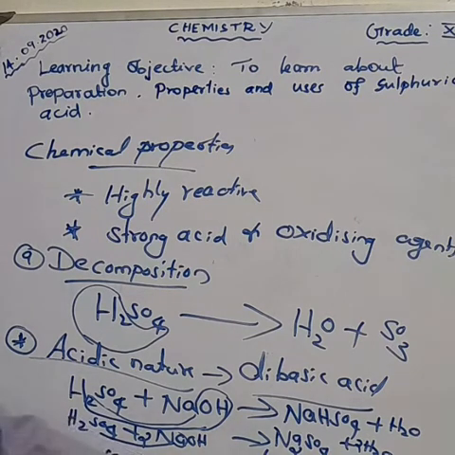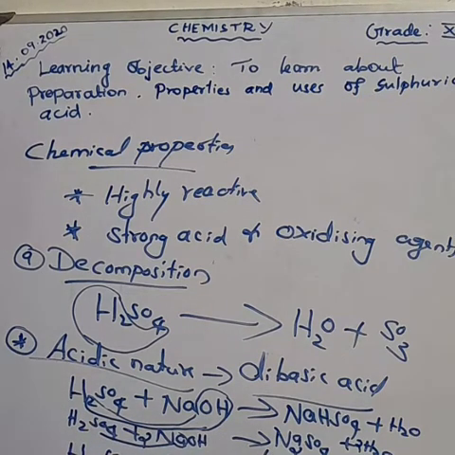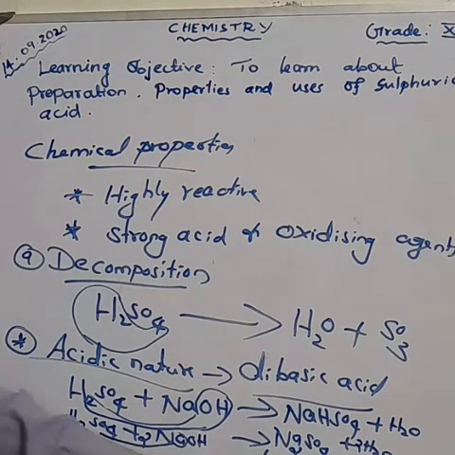Ammonium sulfate. How much ammonia is there? 2 ammonia. So ammonium, how much ammonium is there? 2 ammonium. So make it 2 here. Ammonia is 2. Ammonium is also 2. Okay. Now the equation is in balance.